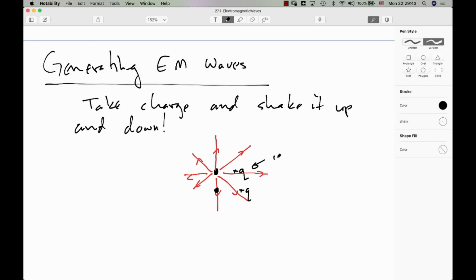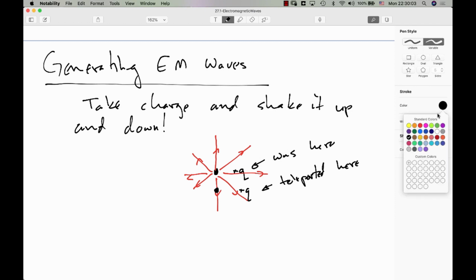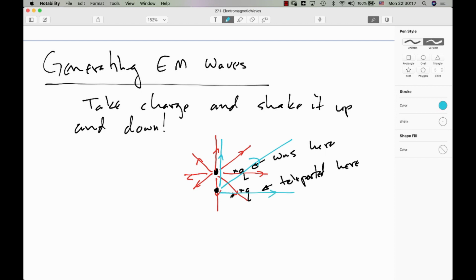It was here, teleported to here. And so we just ignore the fact that in reality it would have to go from here to here all at once. All right, well, let's think about what those electric field lines would look like a long time later. A long time later, they would be radiating out like a porcupine from the new position.